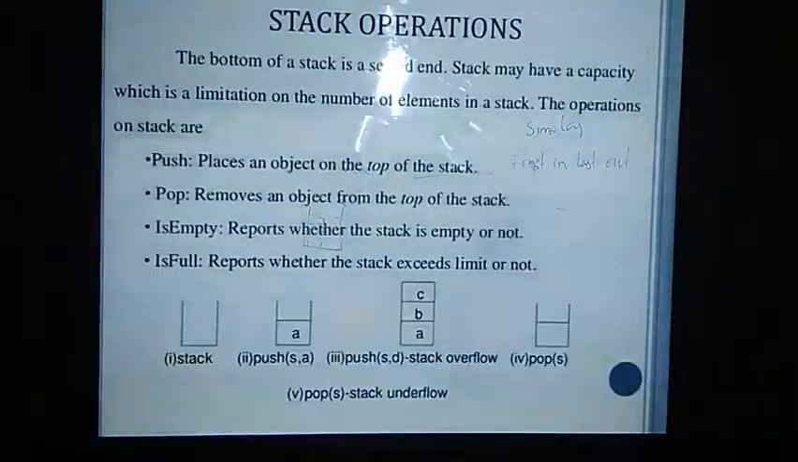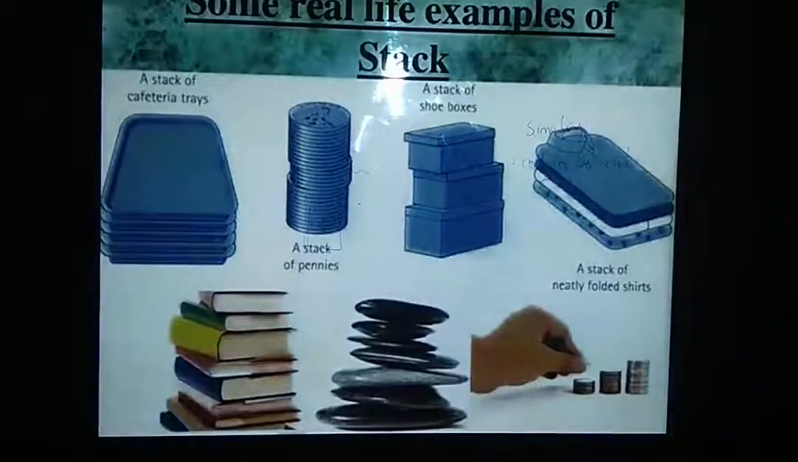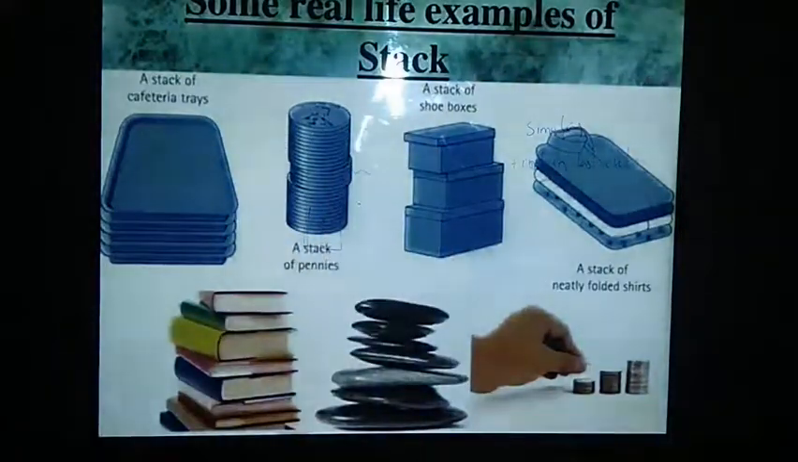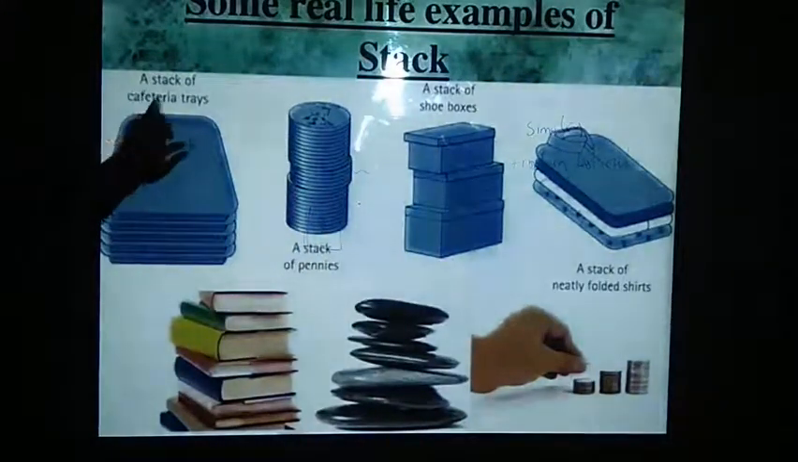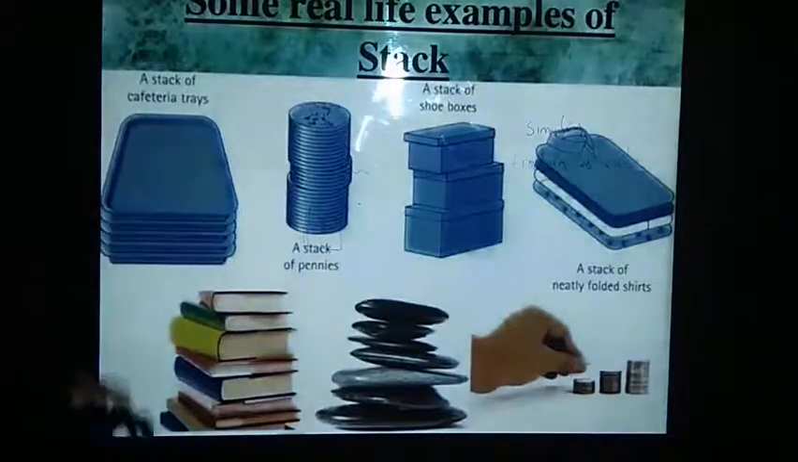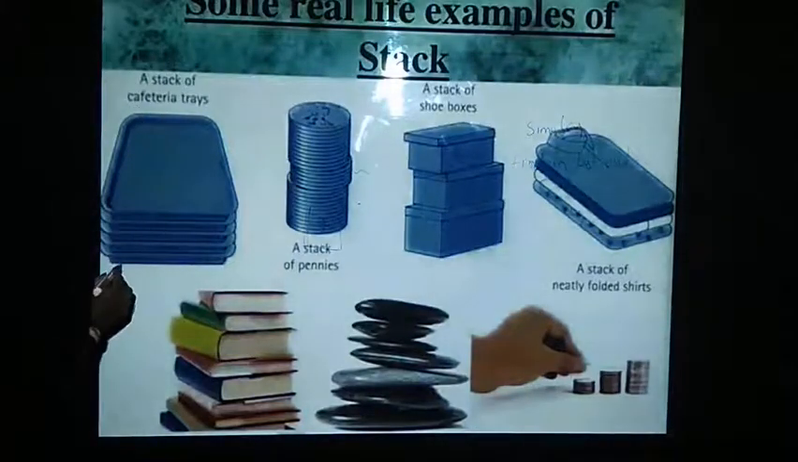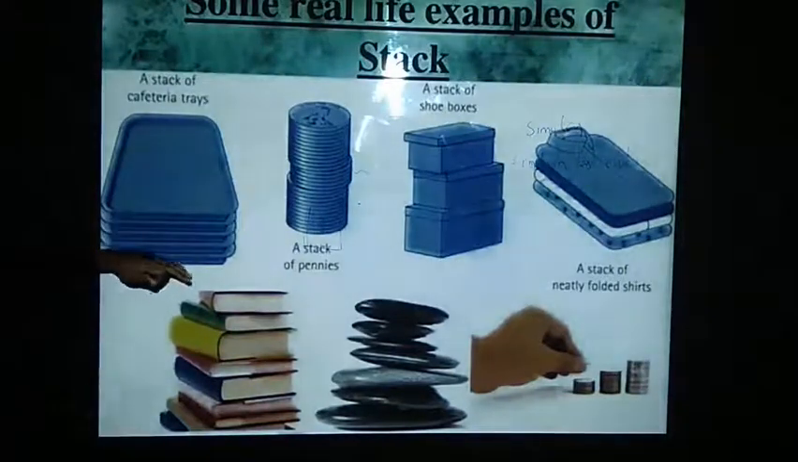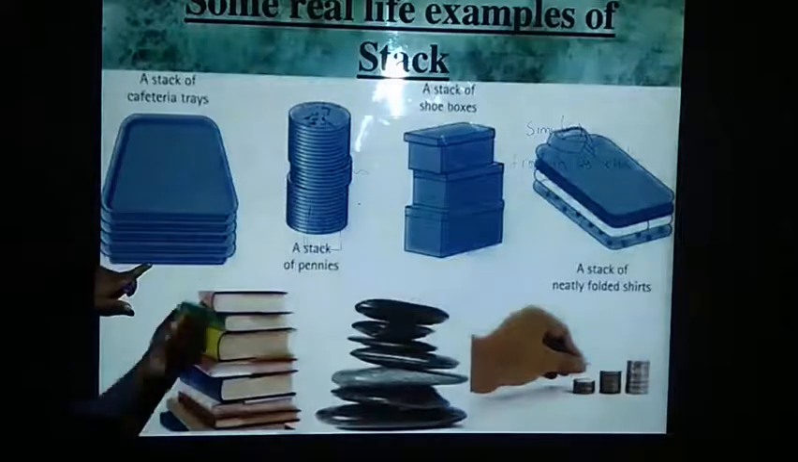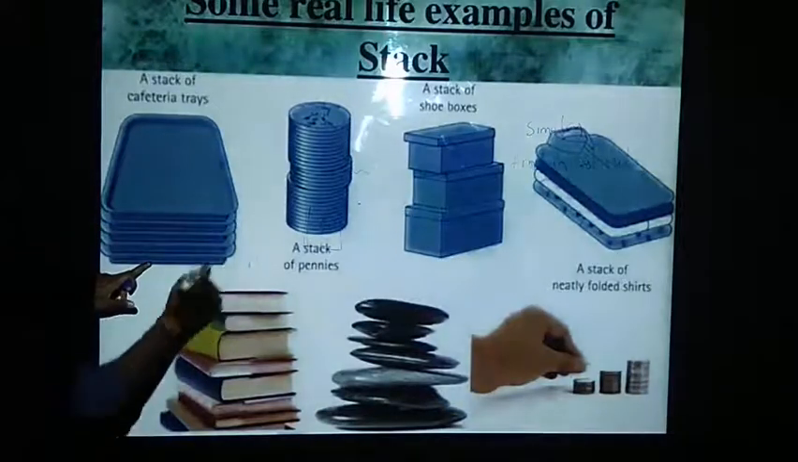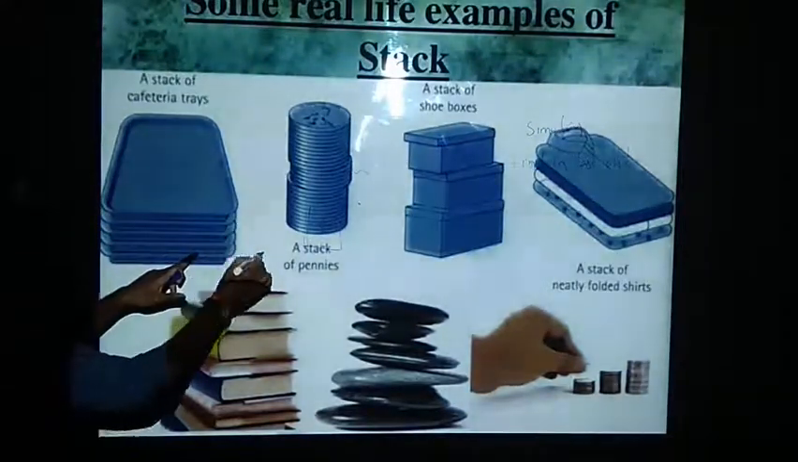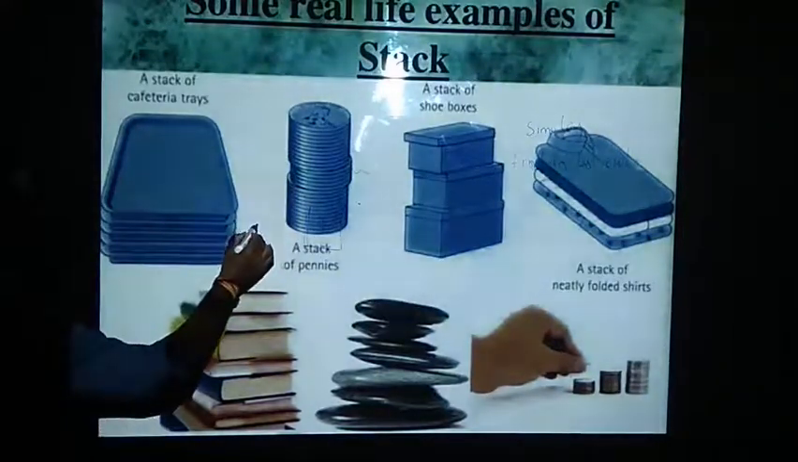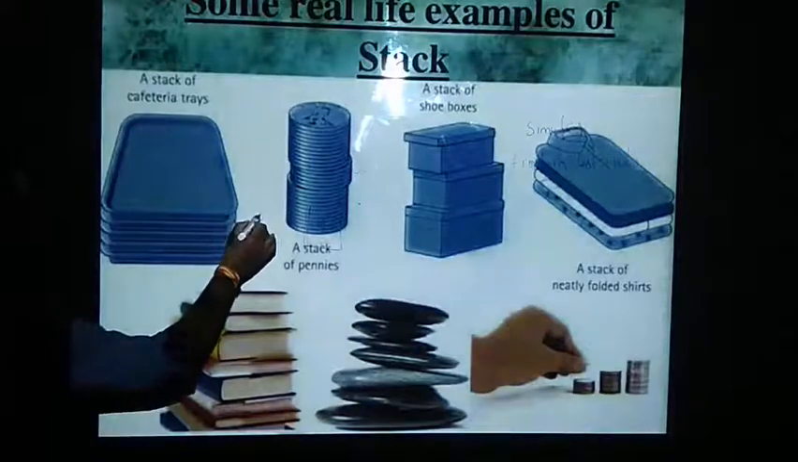But see here, in order to understand this concept, go through these particular examples. In our daily life, we will be using stacks. See here, a stack of cafeteria trays. Trays are arranged in the stack format. Why? Because we have a table. On that table, I have kept one tray, the first tray, and then on that tray, I have kept the second tray. On that, I went for the third one. On that, the fourth one. On that, the fifth one.